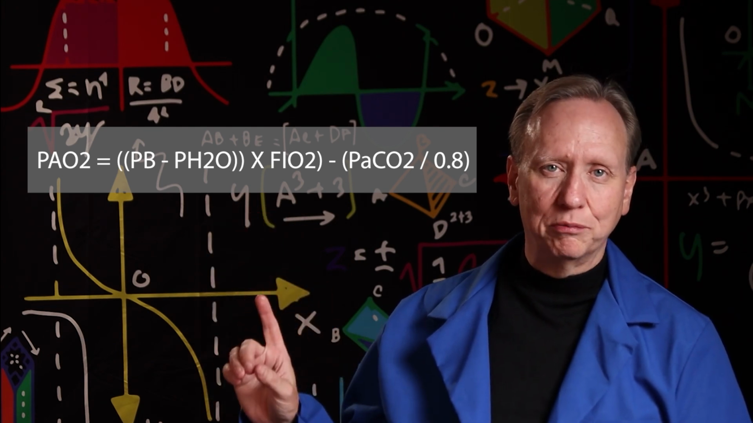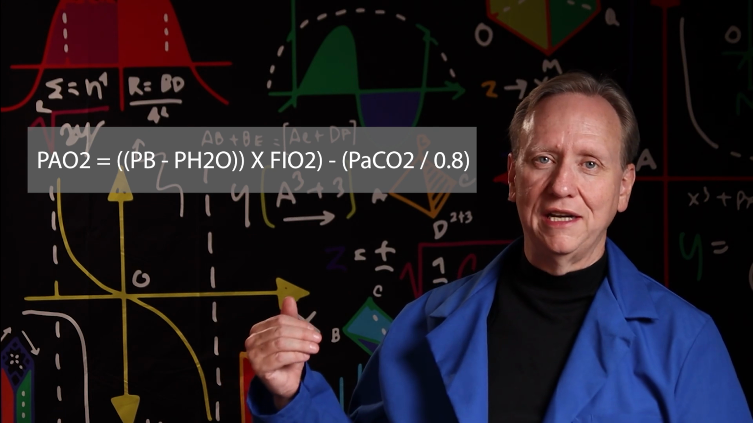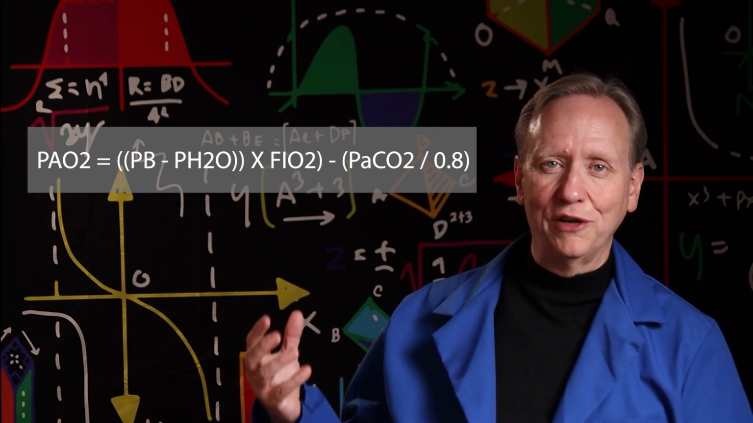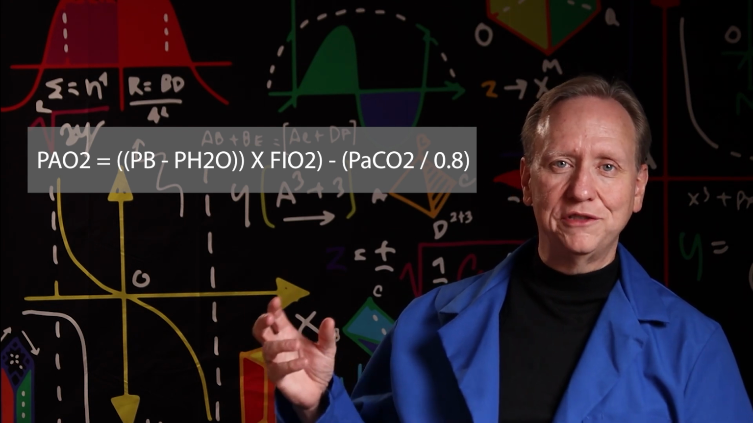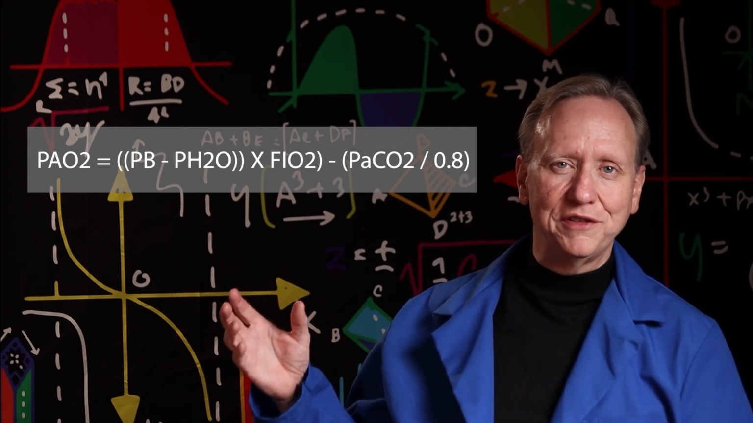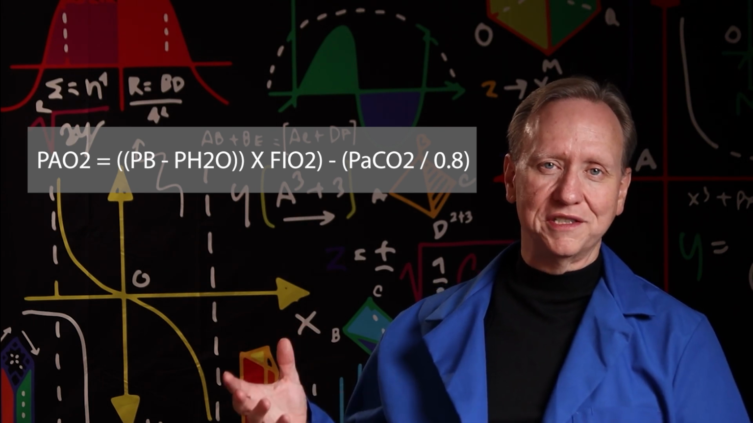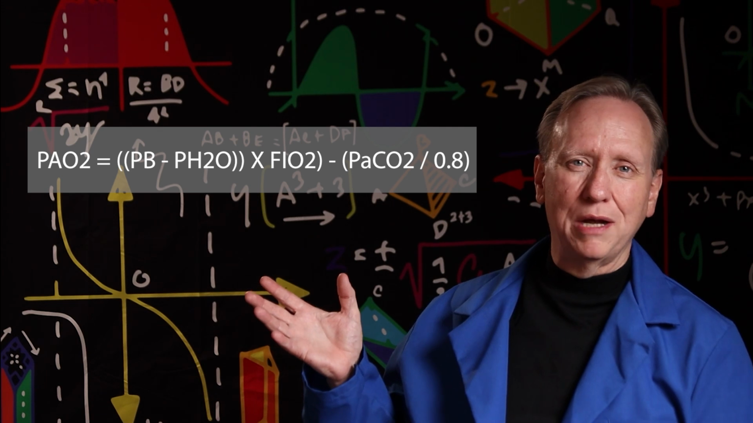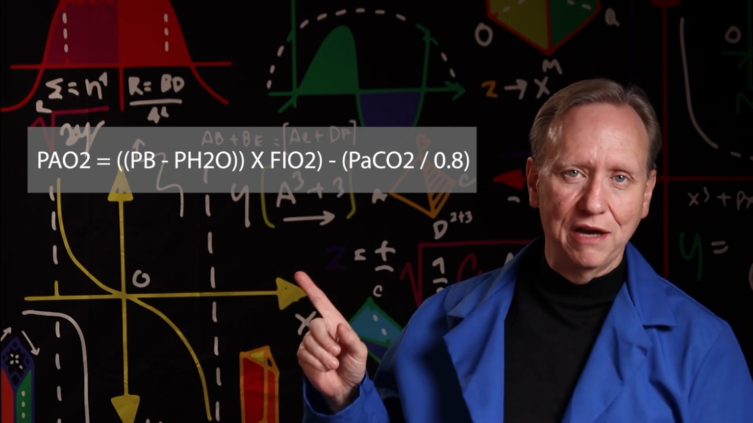It's got the barometric pressure, and then you have to subtract the water vapor pressure. Then you times that by the FiO2, which is in decimal format. And then after you do all that, you've got to subtract the CO2. And before you do that, you have to divide it by the respiratory quotient, which is usually some sort of constant, but not always. Now, that's a fine formula, and you should probably know about it. But for the purpose of the exam, we're not going to actually do that formula.